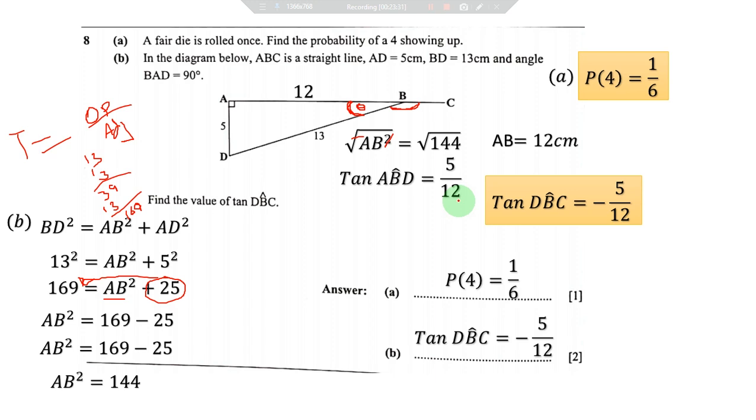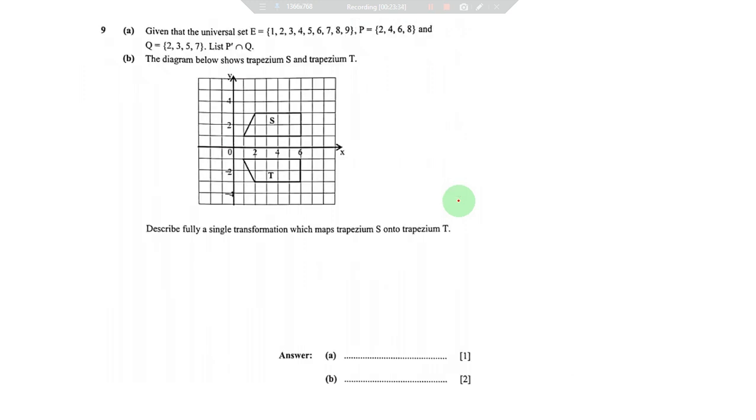We're done there. We go to question 9. 9a is saying, given that the universal set E has elements, and P has elements, and Q also has elements, list P complement intersection Q.